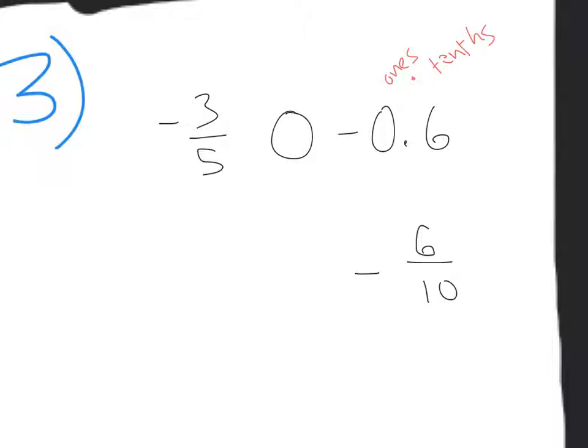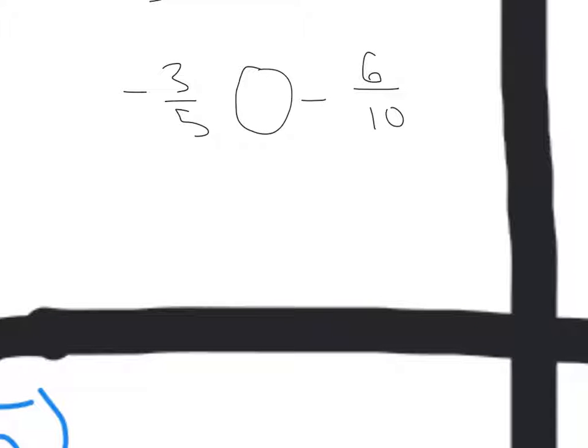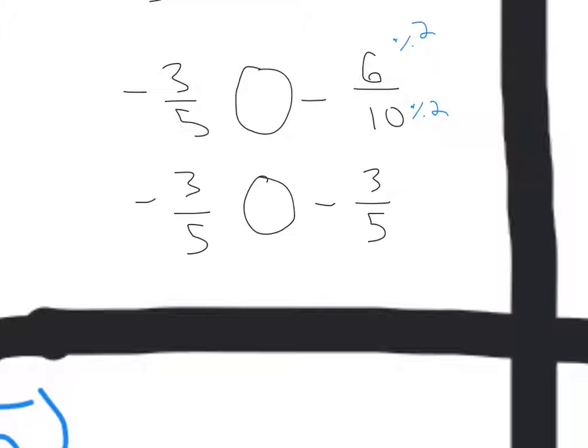Alright, and we are going to compare that still to negative 3 over 5. We're almost there. We can actually simplify this negative 6 over 10. Divide the top by 2, divide the bottom by 2, and that will get you a negative 3 over 5. And we'll find out that these two are actually equal. They are the same. Okay, number 4.